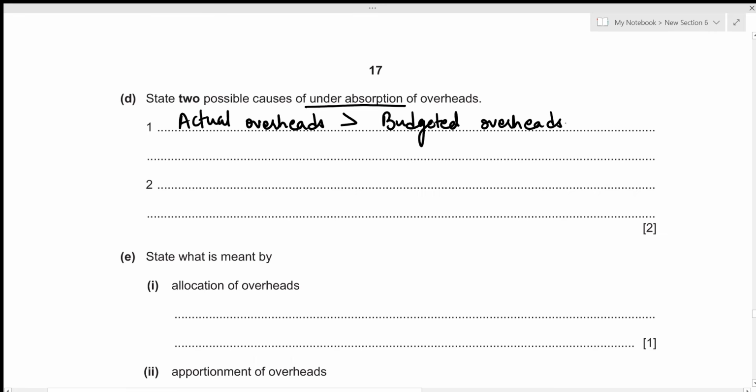That is the first cause, and the second cause will be on the basis of production. So overheads and production, there's always an opposite relation. So if the actual overhead is greater than budgeted overheads results in the under-absorption, then the actual production less than budgeted production will result in under-absorption. So the second condition is just going to be actual production is less than the budgeted production. Now this concludes the fourth part. Let's move on to the fifth one.